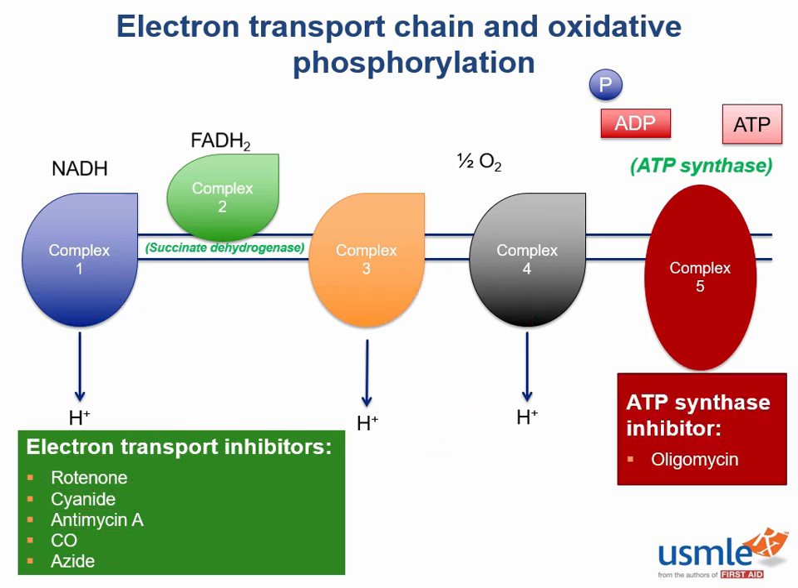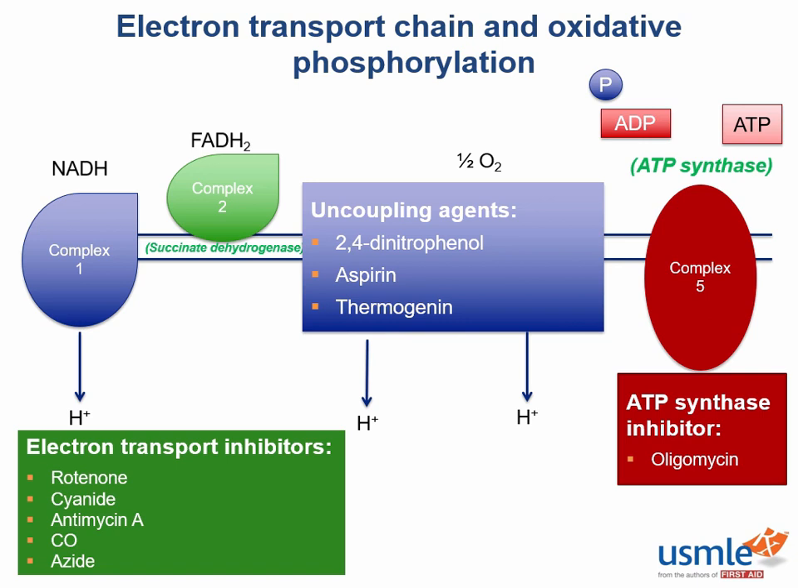Now next up, we have oligomycin, which is an ATP synthase inhibitor. Therefore, it inhibits complex 5. Now oligomycin here will allow for a proton gradient to build up, but there won't be any creation of ATP. And if you cause a logjam in the electron transport chain, you're going to get a buildup of NADH as well as FADH2. And last of all, we're going to talk about the uncoupling agents.